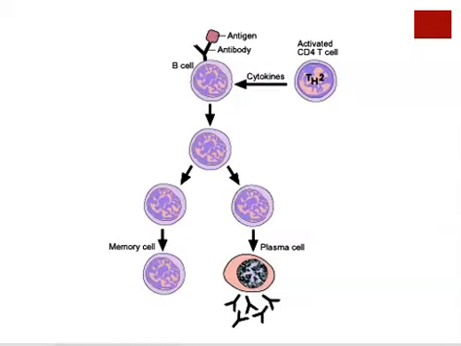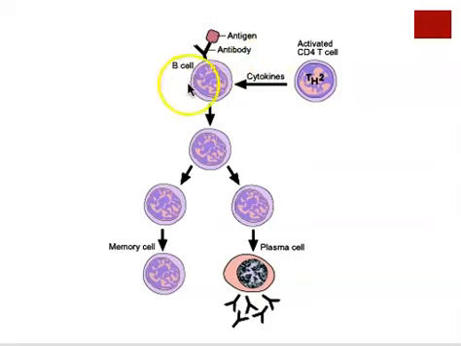On this slide, we can see a drawing of this process that ends up producing memory cells and plasma cells. Up at the top, you can see a representation of a B cell or a B lymphocyte. The B cell got its name because of the term bursa. That's just a little bit of trivia for you.